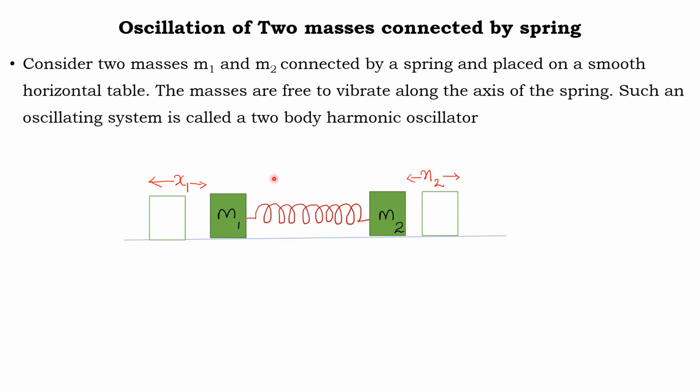Here consider two masses M1 and M2 connected by a spring and placed on a smooth horizontal table, and these masses are free to vibrate along the axis of the spring. Such an oscillating system is called a two-body harmonic oscillator.